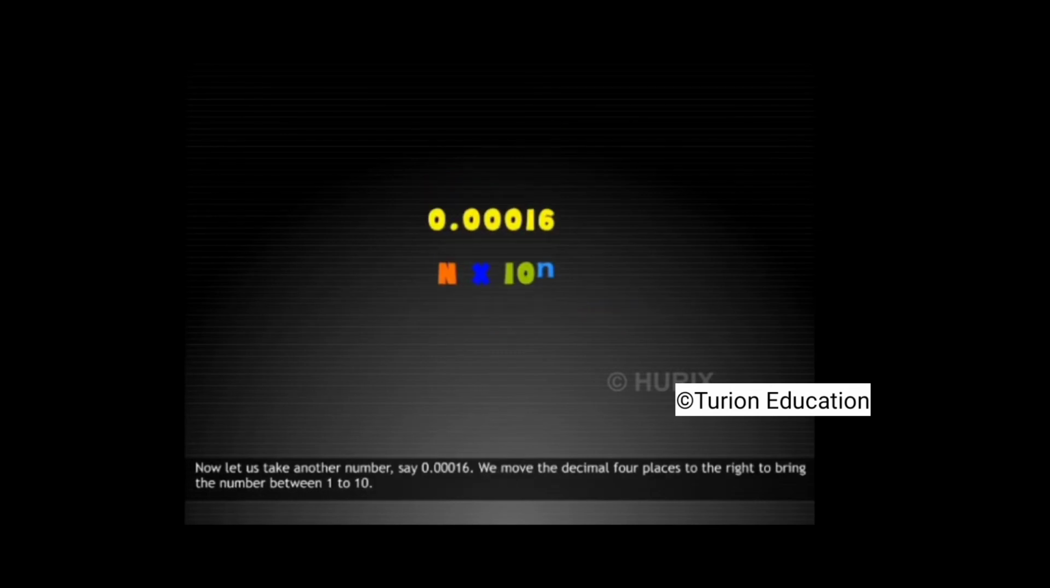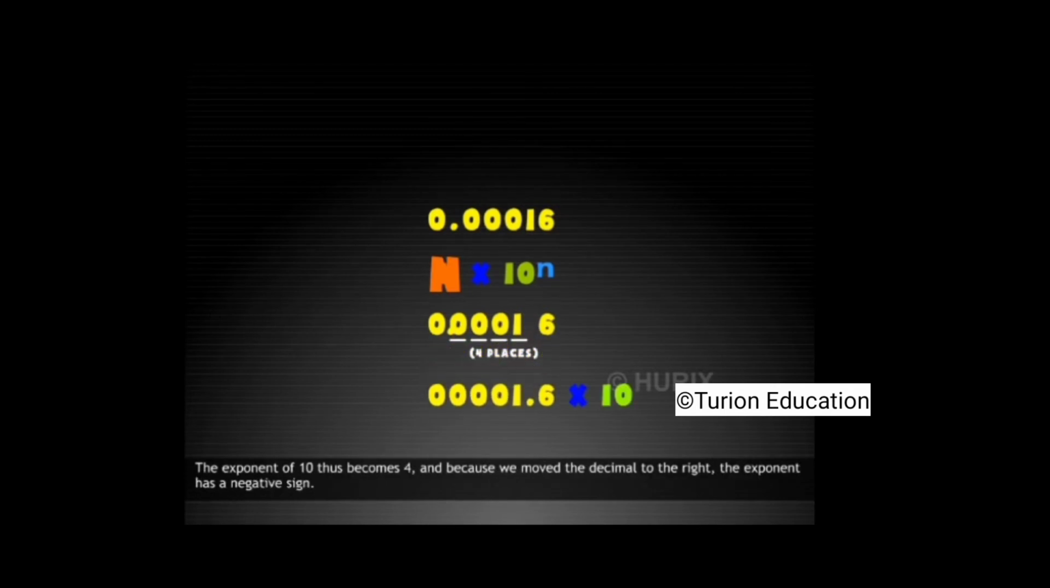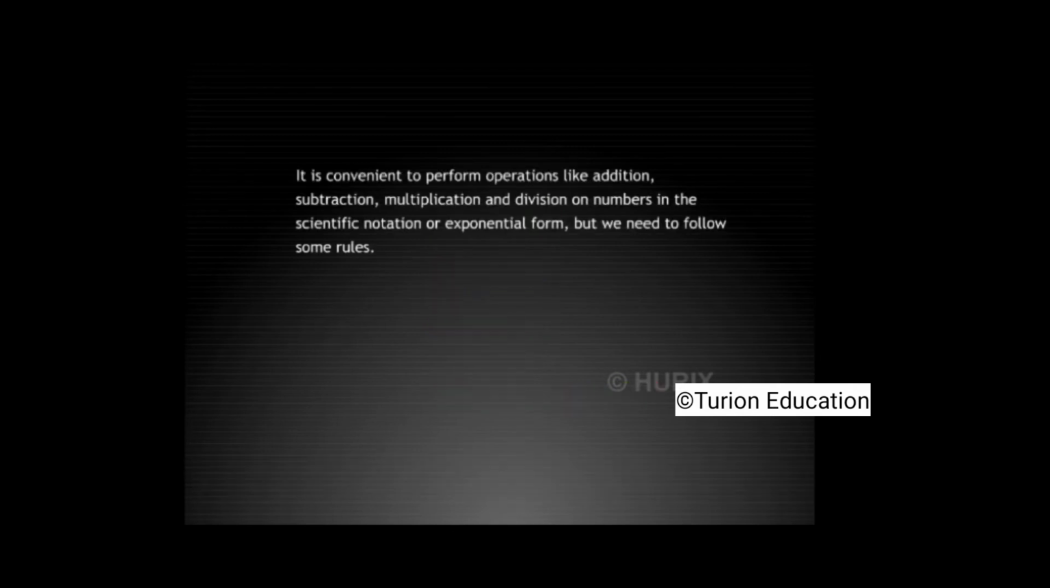Now, let's take another number, say 0.00016. We move the decimal 4 places to the right to bring the number between 1 to 10. The exponent of 10 thus becomes 4, and because we moved the decimal to the right, the exponent has a negative sign. It is convenient to perform operations like addition, subtraction, multiplication, and division on numbers in the scientific notation or exponential form, but we need to follow some rules.